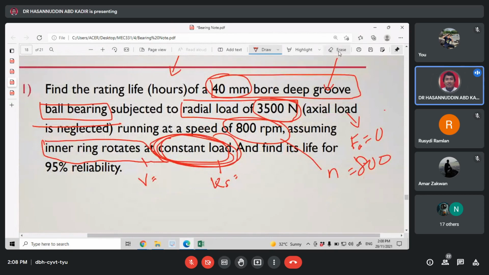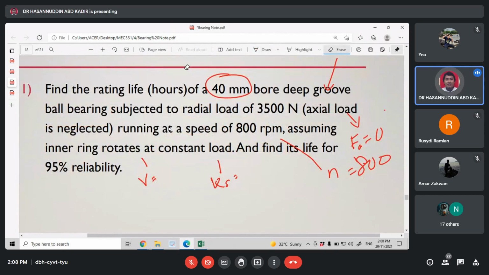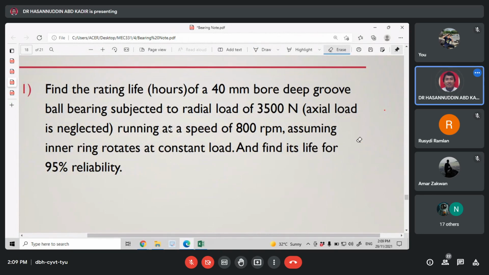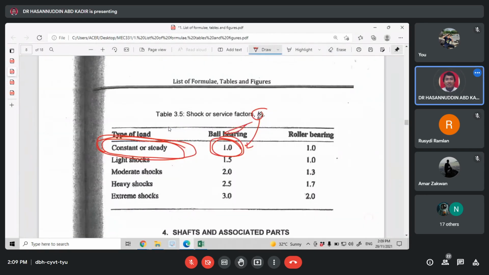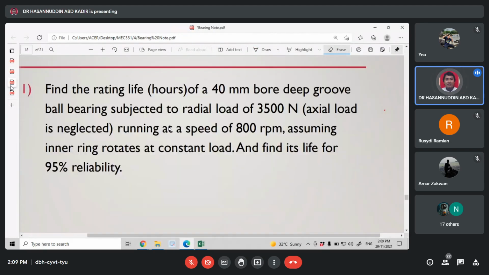Then question number 2, they ask you to find the 95% reliability. Kita akan tengok reliability. We focus on this one, 95%. What is left? This is 5%. Okay, this is clear. Kita tengok jalan kerja dia macam mana.